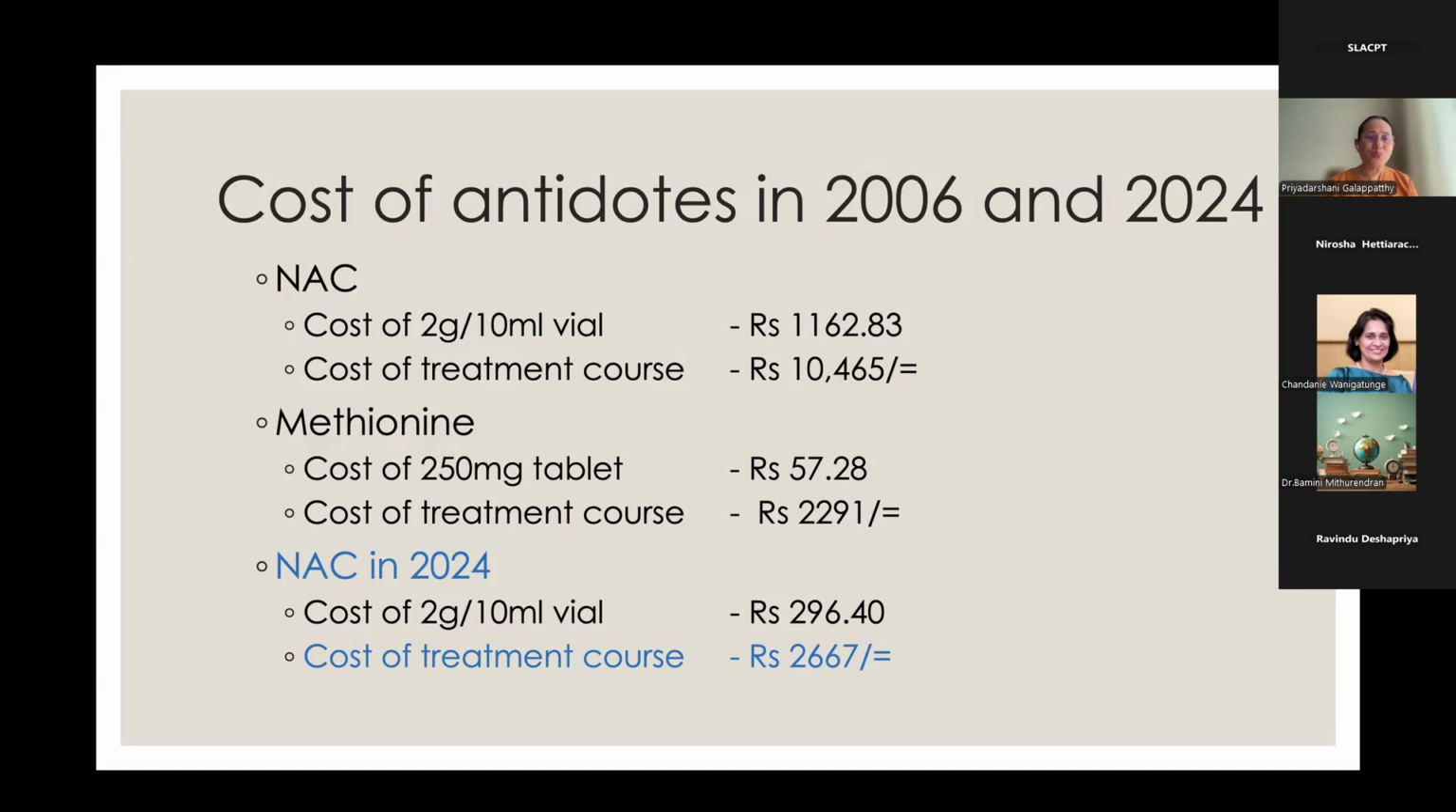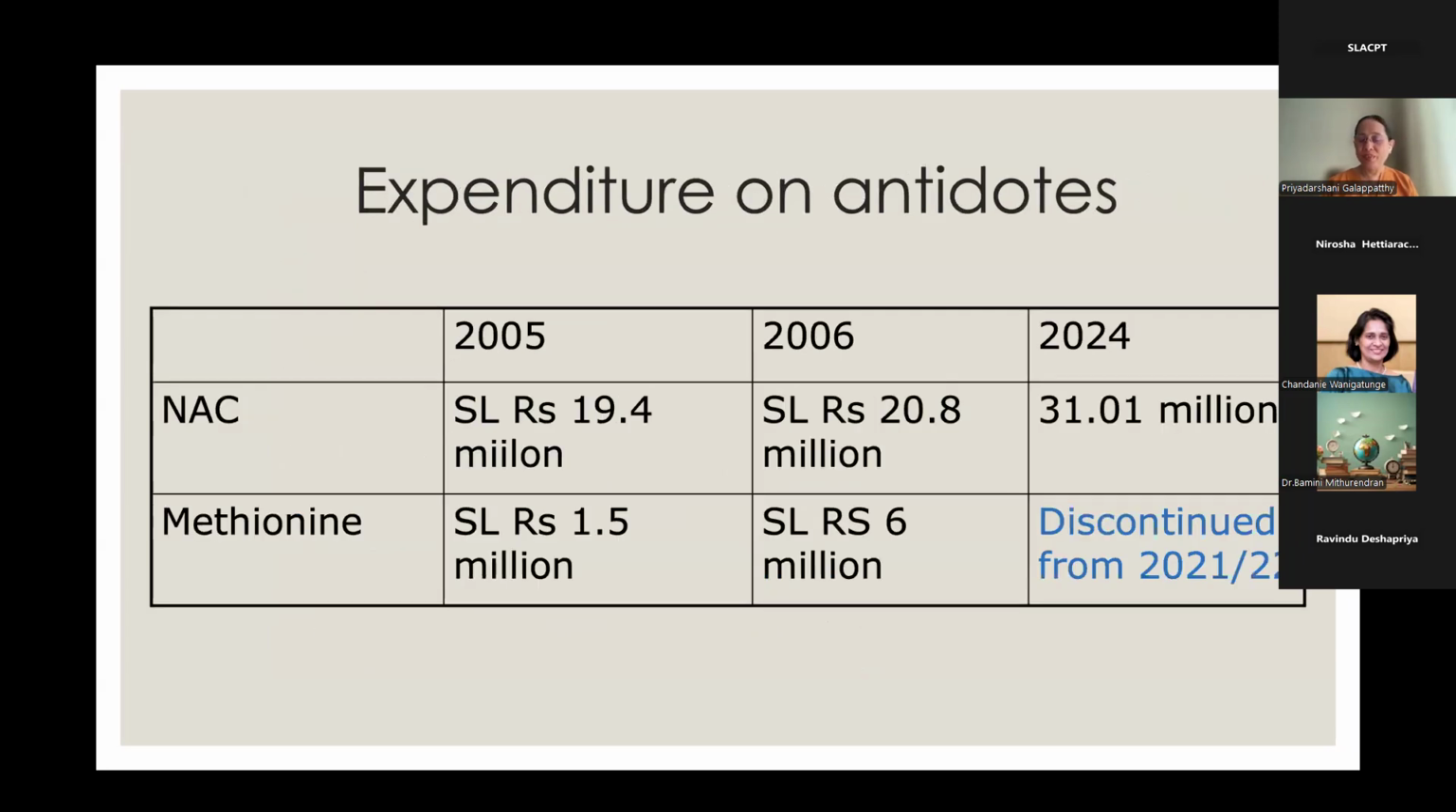I was also surprised to find this. So now the treatment cost is about 2,600, which is quite a good thing. And we spent for NAC in 2005 about 19 million, and now in 2024 about 31 million.